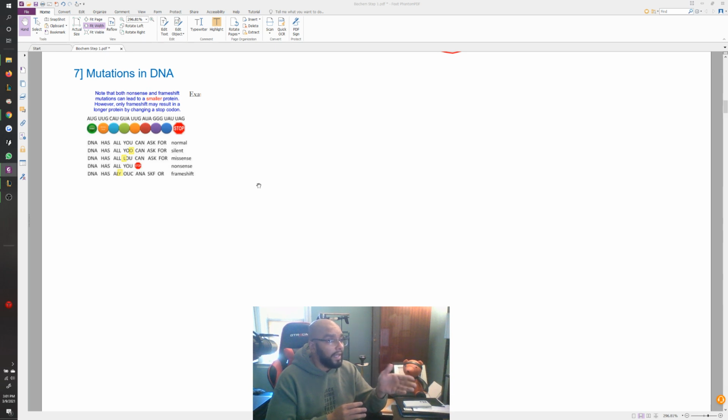DNA has ALE and then ONC, ANA, SKF, OR. And the last guy isn't even a full codon. It's just OR, it's 2 letters. So this is really problematic because now you get an entire protein that's completely messed up.